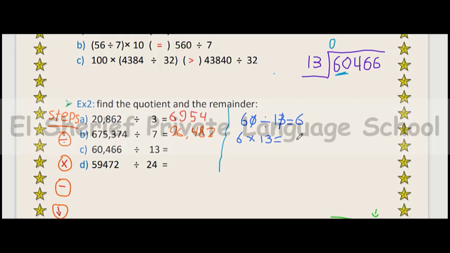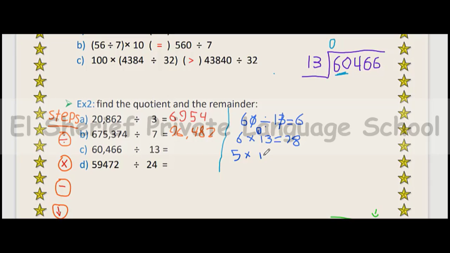6 times 3 equal 18, and you carry up 1. 6 times 1 equal 6 plus 1 equal 7. So here we get 78. Okay, but 78 is more than 60. So we will go back by one step.